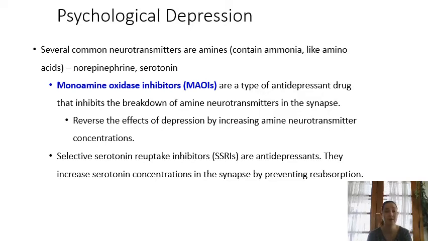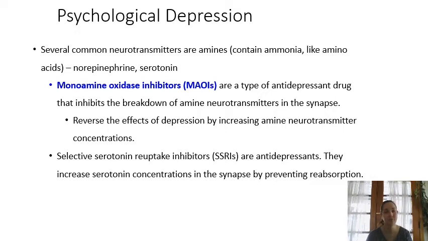So a monoamine oxidase inhibitor is one that's going to increase the amount of that neurotransmitter in the synapse because it stops the breakdown of that neurotransmitter. So it stops the enzyme that would normally be breaking it down and dissolving it.